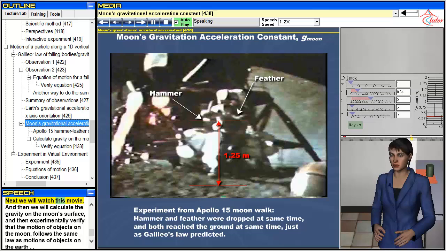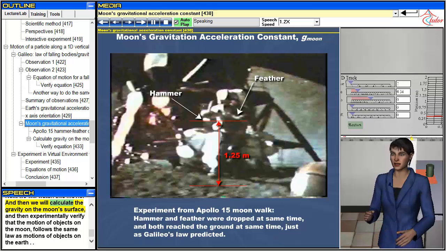Next we will watch this movie. And then we will calculate the gravity on the Moon's surface. And then experimentally verify that the motion of objects on the Moon follows the same law as motions of objects on the Earth.